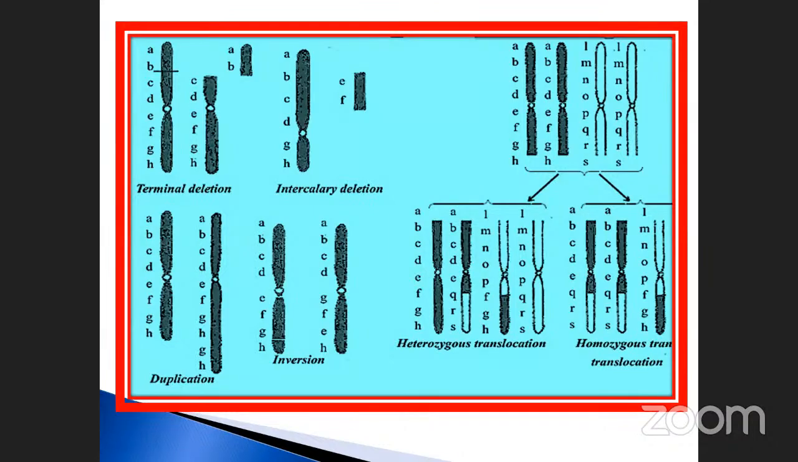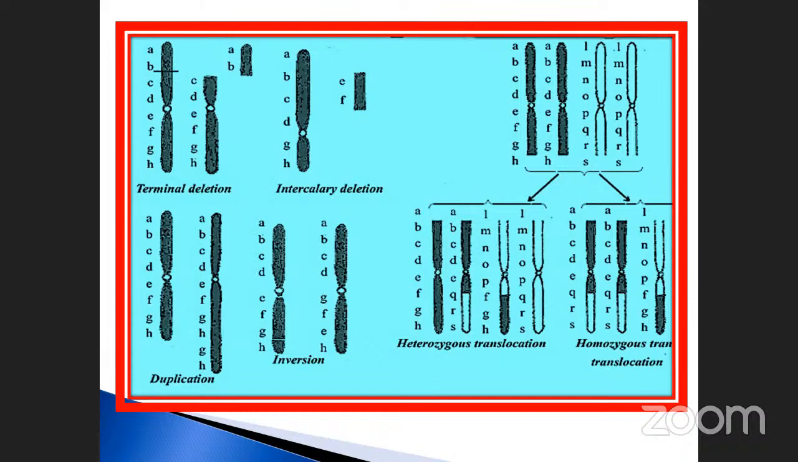And duplication. See the last two: GH is duplicated once again. It also gives some effect in the chromosomal aspect. Another one is inversion. Listen here: A, B, C, D, E, F, G, H. Here A, B, C, D is there, but GH is changed and inverted. EF is down and GH is in the upper portion. That is called inversely changed.